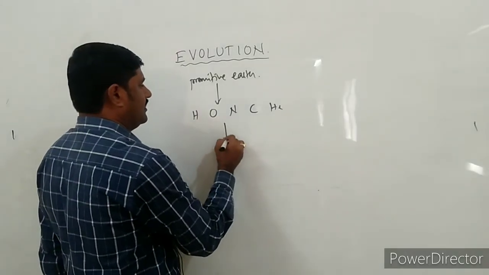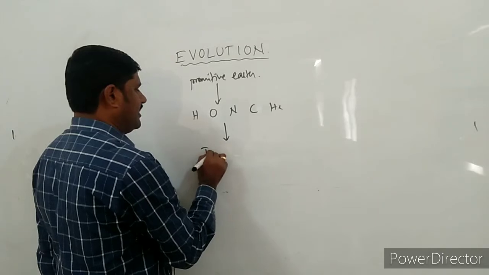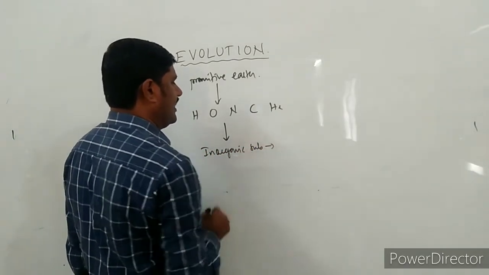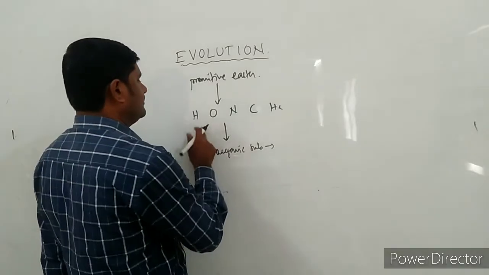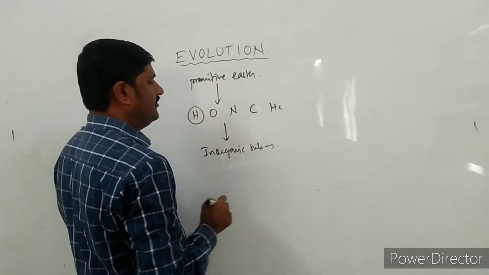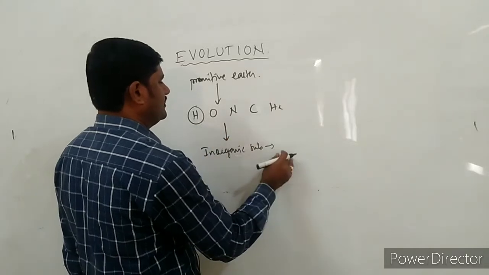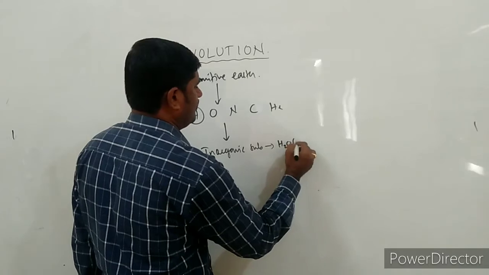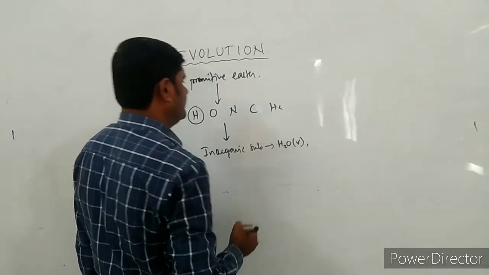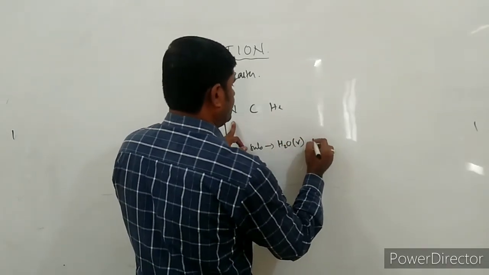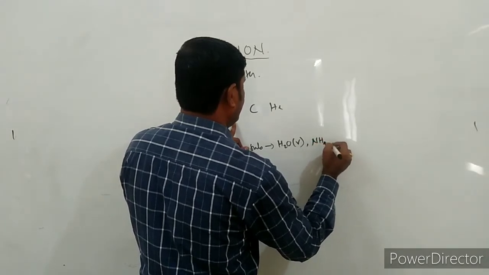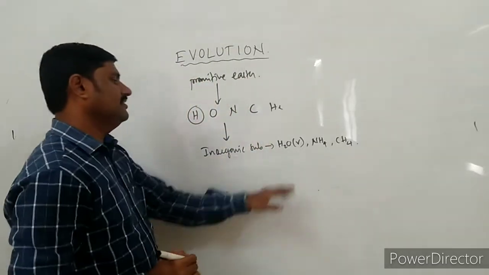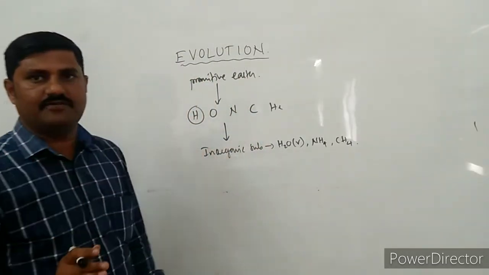All these converted themselves into inorganic substances. Like what kind of inorganic substances? Since hydrogen is most reactive in nature, it started to combine with what? Oxygen, so as to form H2O, which was developed in the form of vapor, and later NH3 or NH4 was formed, and CH4 was formed. Like this, all these inorganic substances formed.